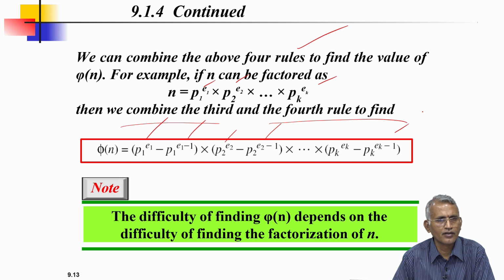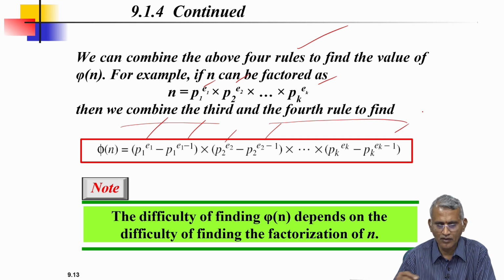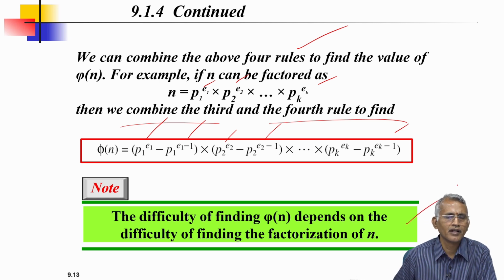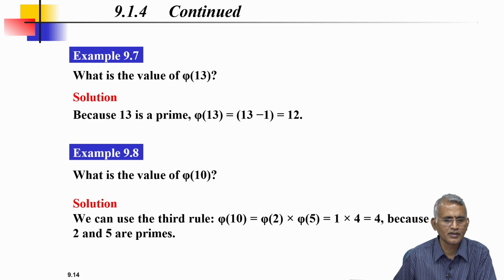Further, we can note that finding phi of n is difficult, because it depends on the difficulty of finding the factorization of n. So keep in mind that phi of n depends on finding the factorization.